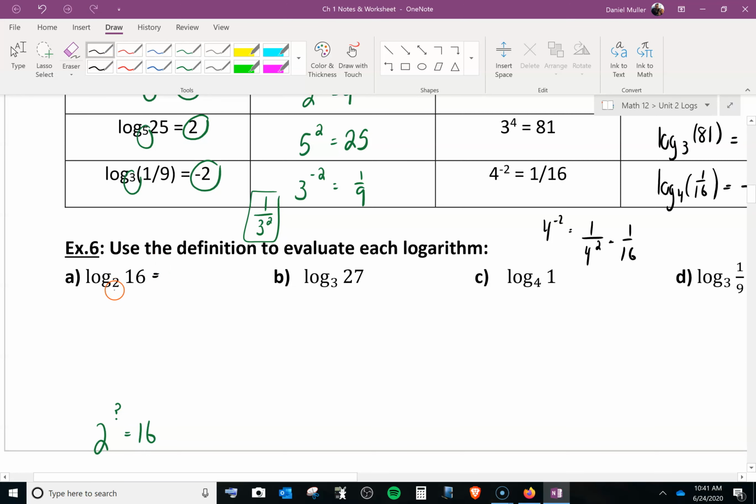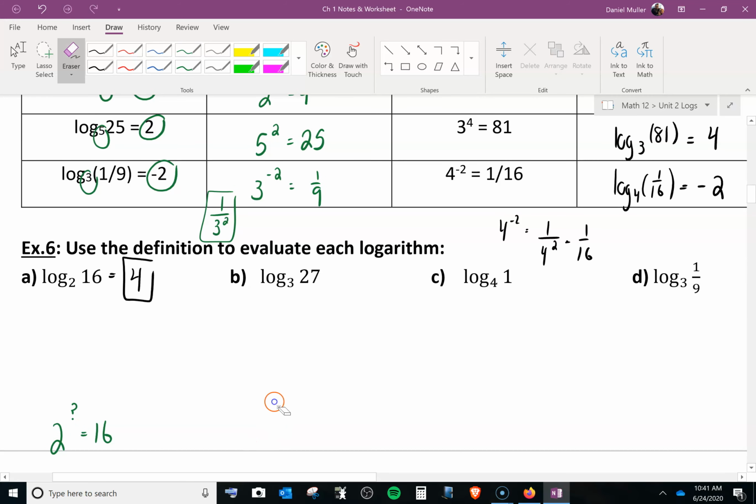So 2 times 2 is 4, times 2 is 8, times 2 is 16. So it must have been a 4. 2 to the power of 4 got me 16. And this question right here in B says 3, because 3 is my base. 3 to the what gets me 27? Well, 3 squared is 9 and 3 cubed is 27. Okay, so the answer must be 3, because 3 cubed is 27.